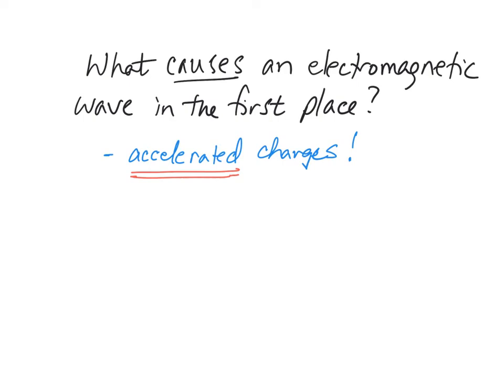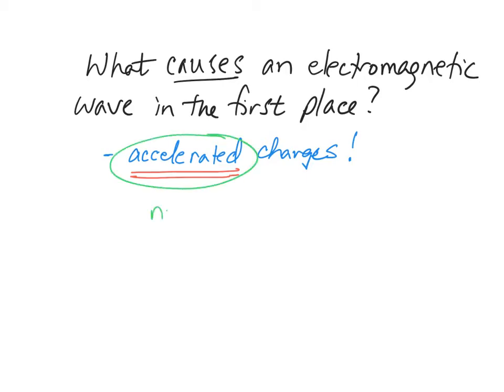All right, we're going to do a little screencast here about what causes electromagnetic waves. How are they generated? If you did some reading in chapter 25, you probably saw that the thing that produces an electromagnetic wave is an accelerated charge. The key here is accelerated.